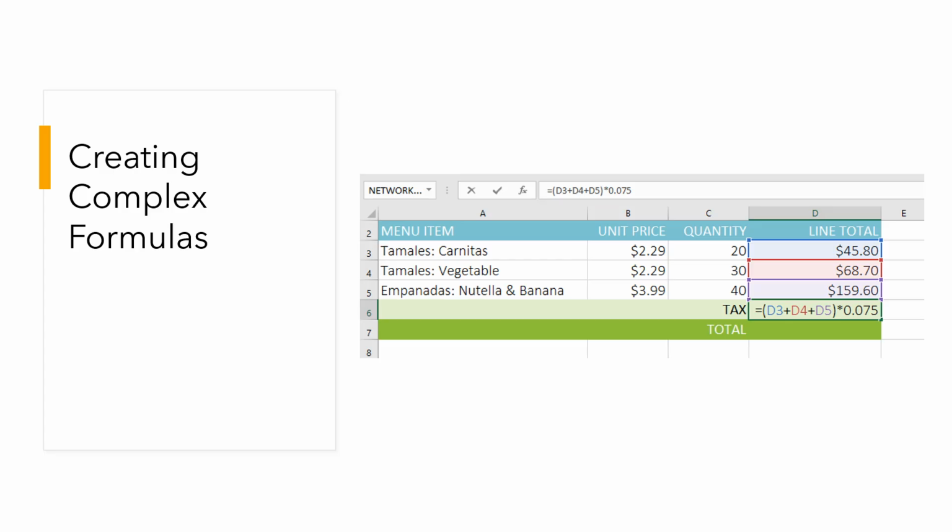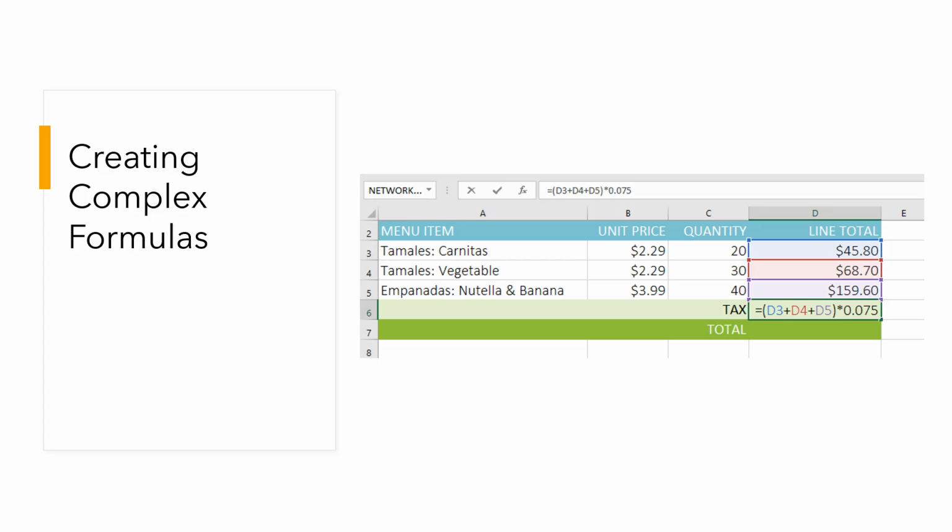So here in the example that you see up on the screen, we want to calculate the cost of sales tax for a catering invoice. So we know we have 3 lines that we need to add together, and then we need to multiply that total by the sales tax, which is 7.5%.